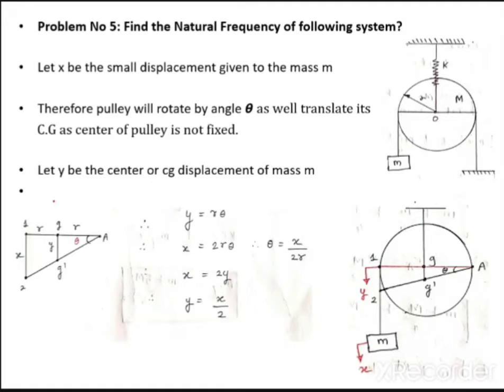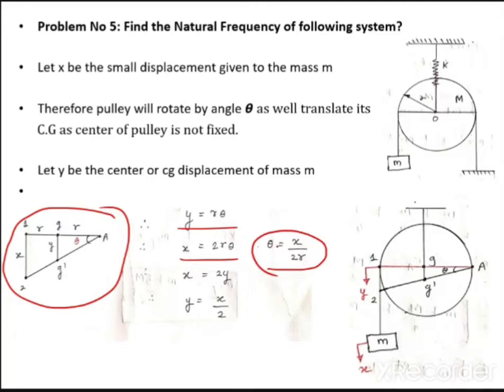So now this diagram I have already explained. 1 to 2 is x, G to G is y. So y is equal to r theta, x is equal to 2r theta, or theta is equal to x upon 2r. If you want to convert x into theta, theta is equal to x upon 2r, or you can write theta is equal to y upon r also. So vice versa you can convert in any form. For example, if they have asked you m equivalent, use x. If they have asked you I equivalent, use theta. So that you know already.